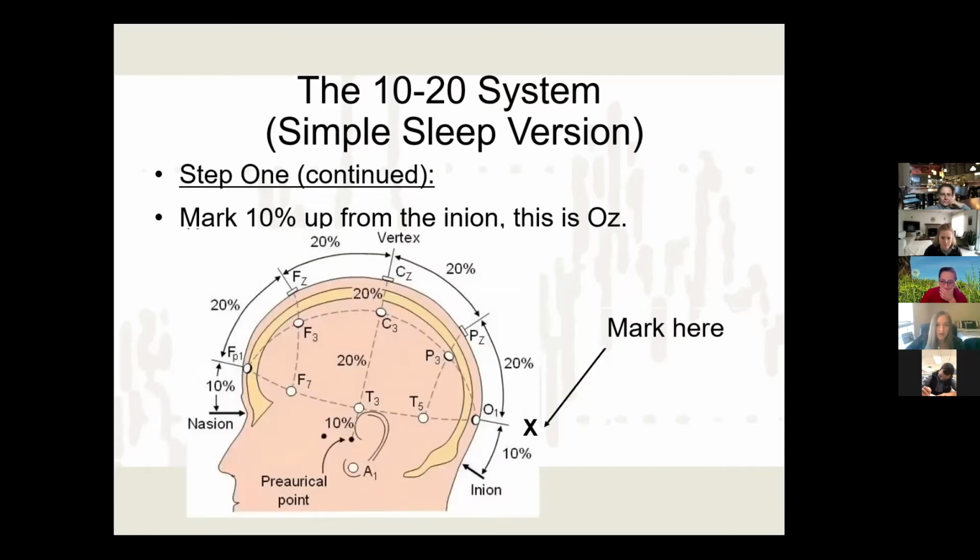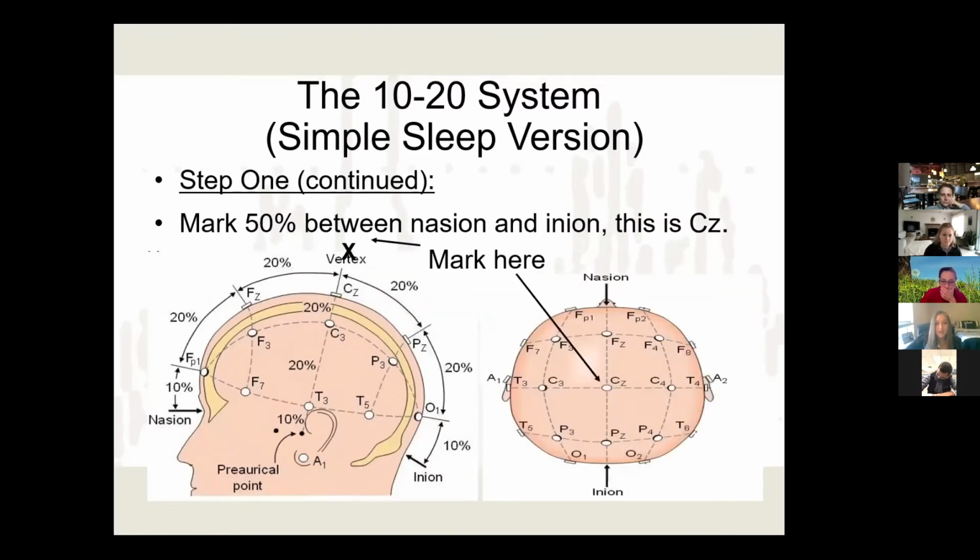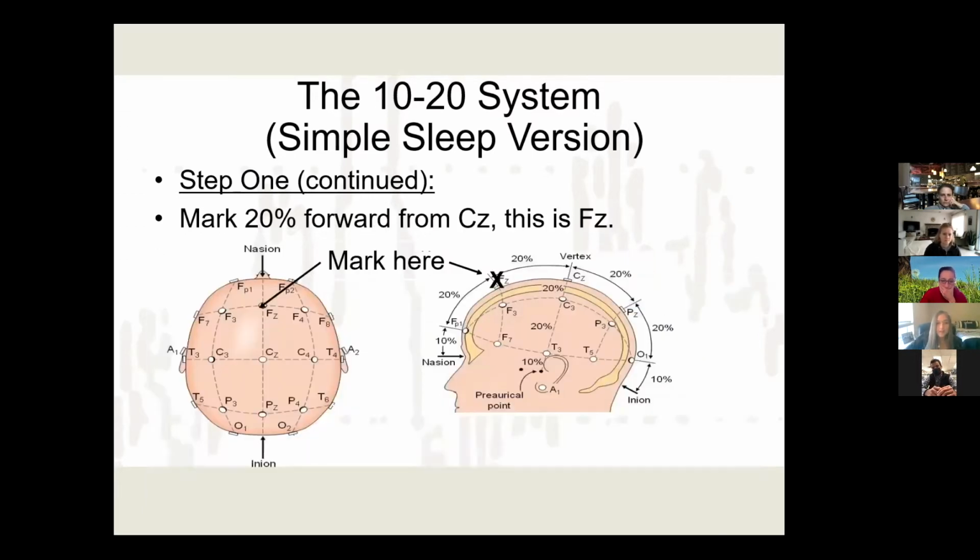So if the tape measure is going there, you would mark perpendicular to that. We're still in step 1, and then you would mark 10% up from the inion, so just on the back of the head. You would mark 50% between the nasion and inion, and this is CZ. So that's the central point on the top of your head. And then you would mark 20% forward from CZ, and that would be FC. And we actually have a worksheet that we use for every hookup, and basically it'll tell you what percentages you need for each of these measurements. It'll tell you exactly where to mark, what the marking is, whether it's CZ, FC, stuff like that.